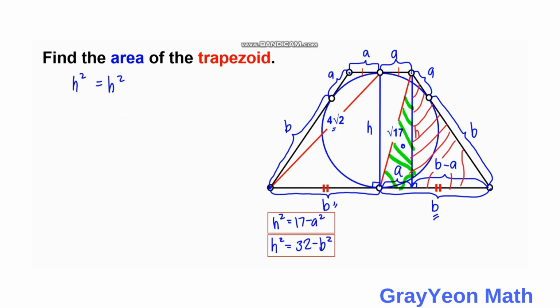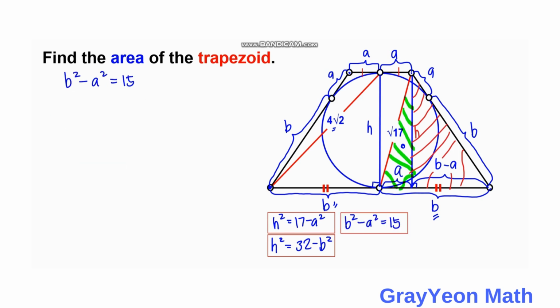Okay, so next we equate the two equations. So h squared is equal to h squared. For the left, we have 17 minus a squared is equal to h squared. For the other one it is 32 minus b squared. So simplifying, if we put this negative b squared to the left, we have b squared minus a squared is equal to 32, and we move this 17 from the left to the right, so negative 17. Okay, so b squared minus a squared is equal to 15.